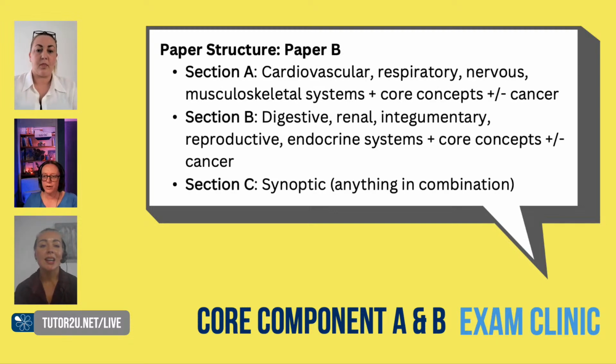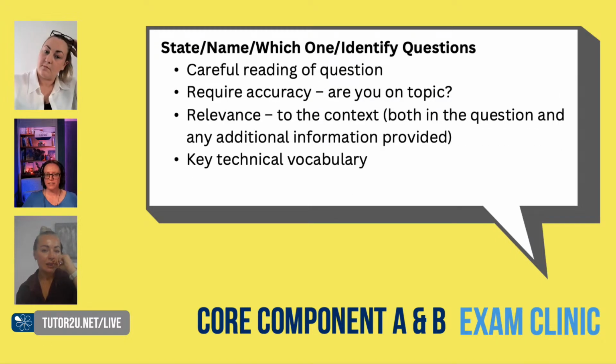Fabulous. And then the details of the structure there on the screen, Laura. Okay, so what you can expect from section A is cardiovascular, respiratory, nervous, musculoskeletal systems and some core concepts and potentially cancer. In section B, digestive, renal, help me out with that one, Liz. Integumentary. I can never say that one. Reproductive, endocrine systems, and again, core concepts, potentially cancer. But then section C, we're looking at your synoptics, so it can be anything in combination there. Brilliant.